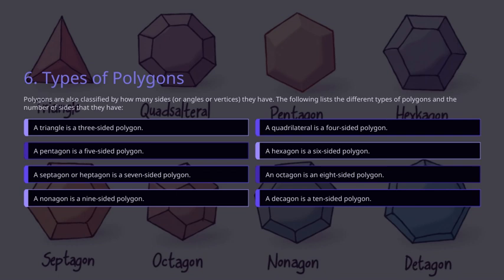Then we have the quadrilateral, which is a 4-sided polygon. Think of squares and rectangles. Next is the hexagon with 6 sides. These are common in nature, like honeycombs. An octagon has 8 sides, and you might recognize this shape from stop signs. Lastly, a decagon has 10 sides. Understanding these different types helps us see how polygons can vary widely in shape and complexity, but they all share the fundamental property of being closed figures with straight sides. This classification by sides is a key concept that connects to the overall theme of understanding geometric shapes and their properties.